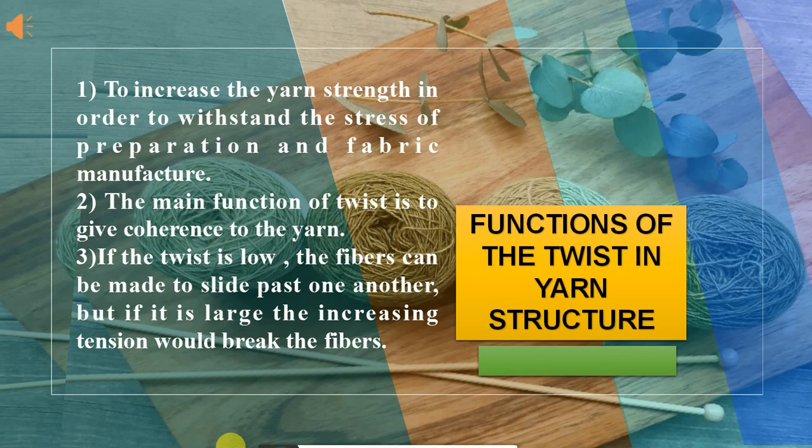Functions of the twist in yarn structure. 1. To increase the yarn strength in order to withstand the stress of preparation and fabric manufacture. 2. The main function of twist is to give coherence to the yarn. 3. If the twist is low, the fibers can be made to slide past one another, but if it is large, the increasing tension would break the fibers.